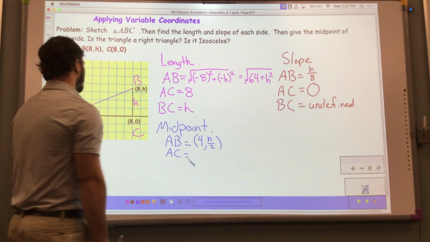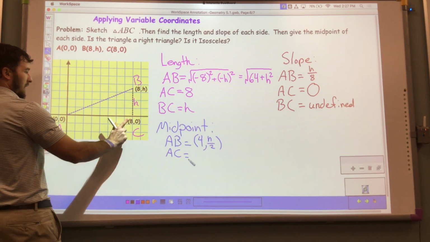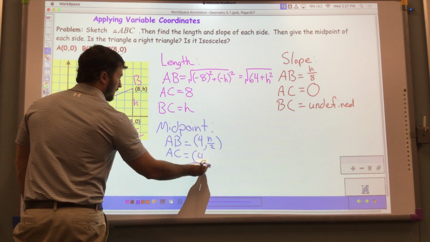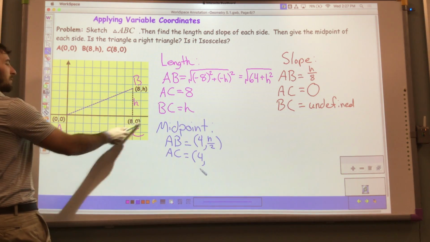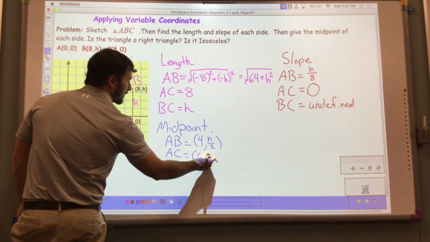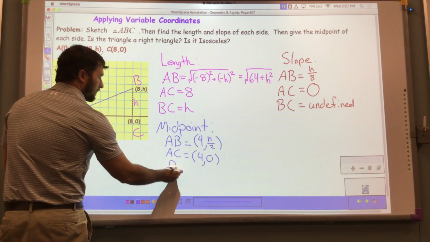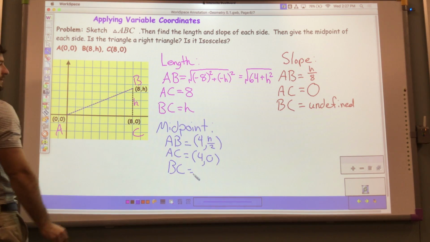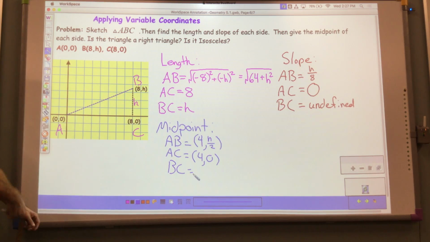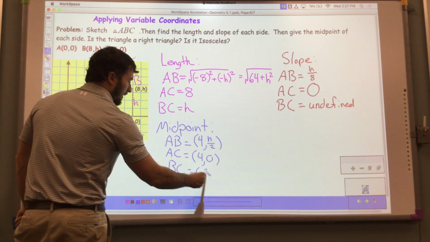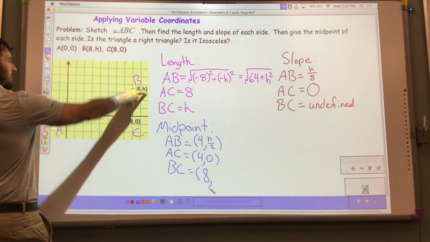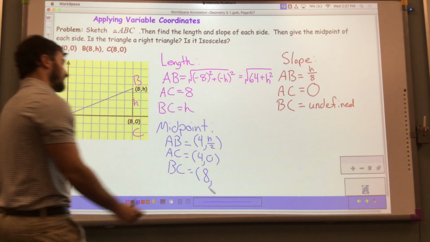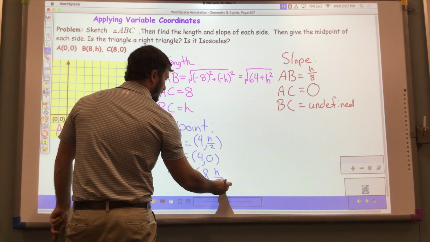Then AC, 0 plus 8, again is 8, divided by 2 is 4. Add your y's and divide by 2. 0 plus 0 is 0, and 0 divided by 2 is 0. And then BC, so here, add your x's. 8 plus 8, 16 divided by 2 is 8. Add your y's, 0 plus h is h, and h divided by 2 is h over 2.